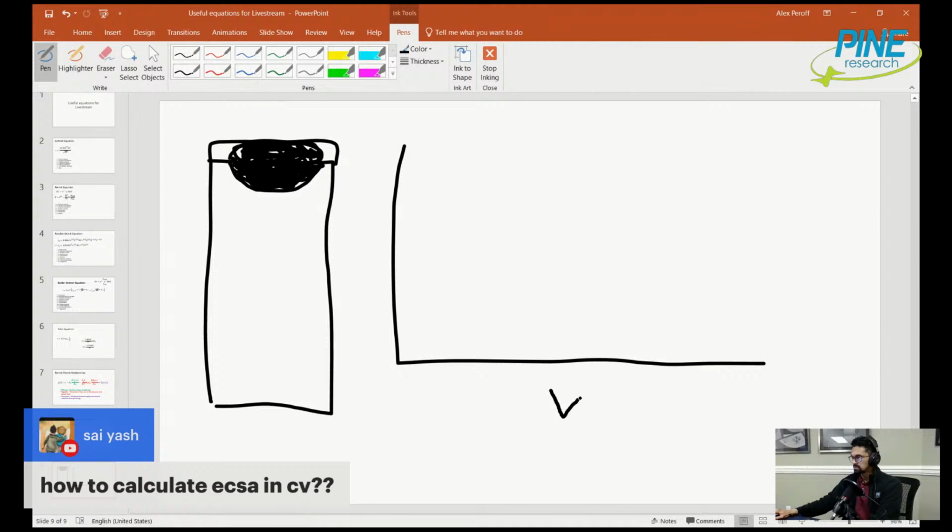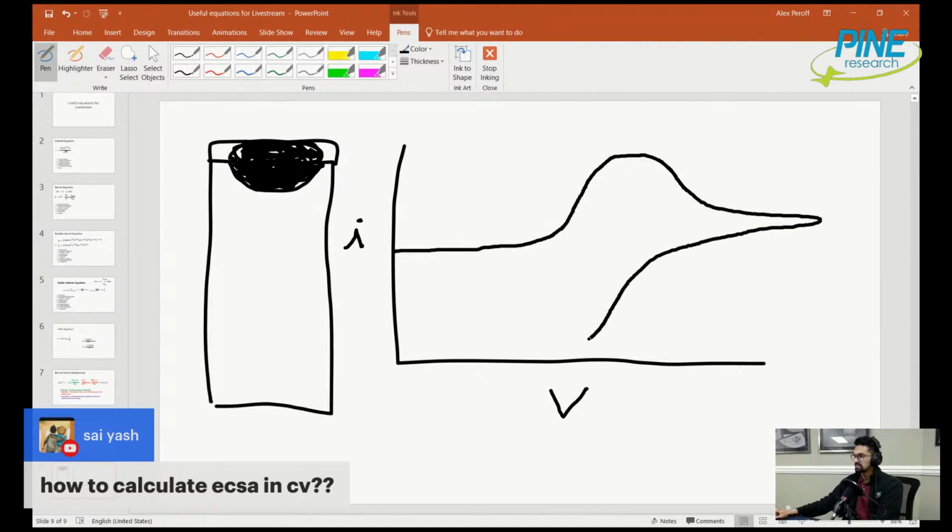So in CV, you have your voltage on the x-axis, your current on the y-axis. We're going to use IUPAC convention. So positive potentials are up and to the right. Positive current is an oxidation current, and negative current is a reduction. So let's say we are oxidizing some species. We get a voltammogram that looks a little something like this. It's a weird voltammogram, not the best, but it'll do.